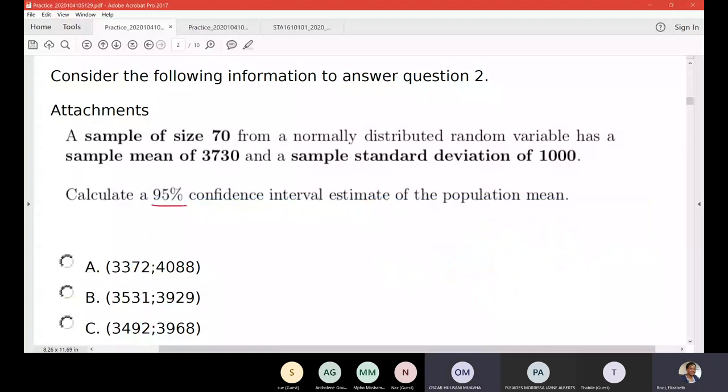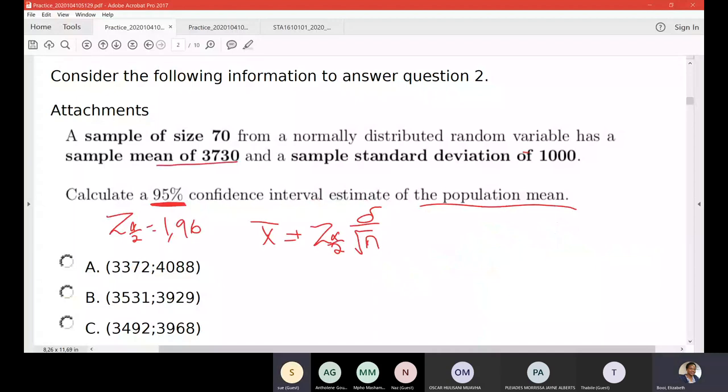Okay, so I'm going to give you a shortcut, because always remember, for a 95% confidence interval, your Z critical value, alpha divided by 2, will always be 1.96. We know that we're doing the confidence interval for the mean, because this is the population mean. Therefore, the formula is your point estimate plus or minus the critical value of Z alpha divided by 2 times the standard error, which is your population standard deviation divided by the square root of n. So now we know what our mean is, we know what our standard deviation is.